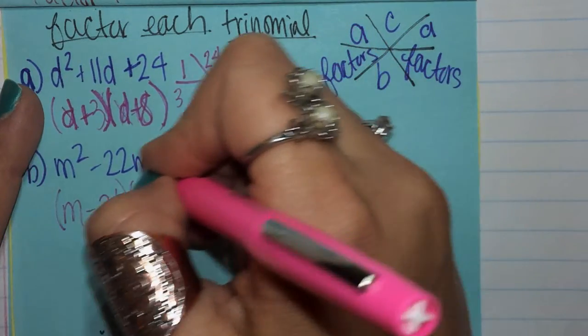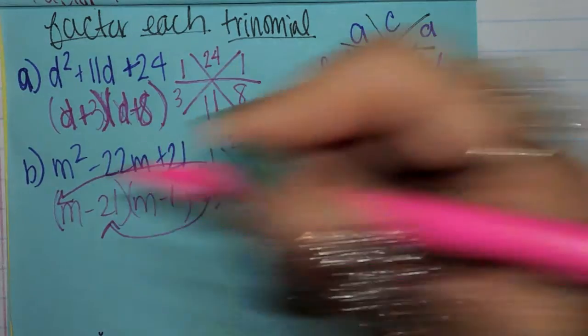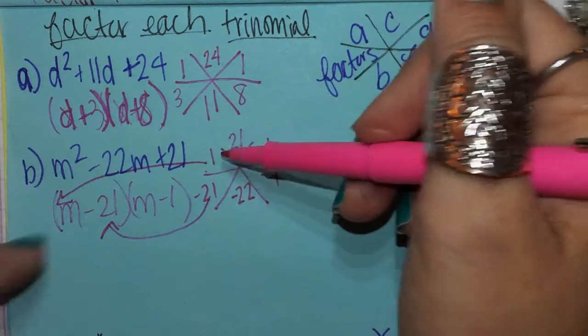So this, I remember, always goes out front. This always goes on the bottom. We don't have to write our 1. If this was a 2, we would write it out front.